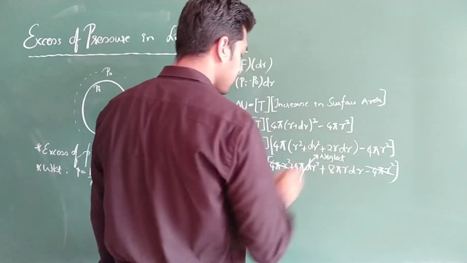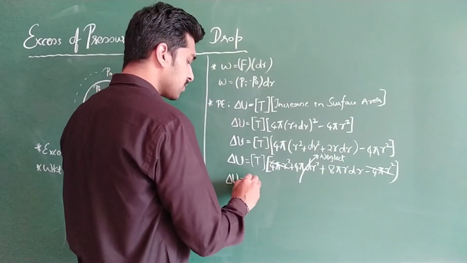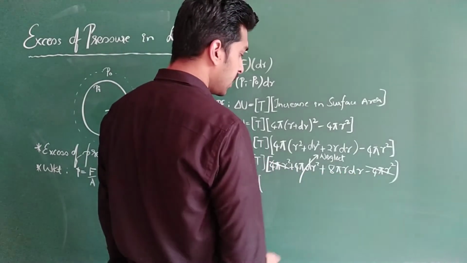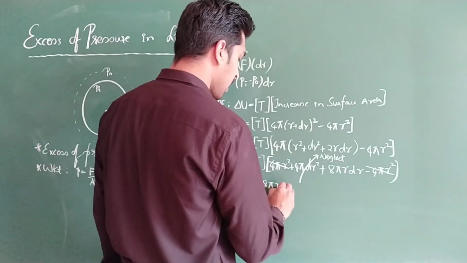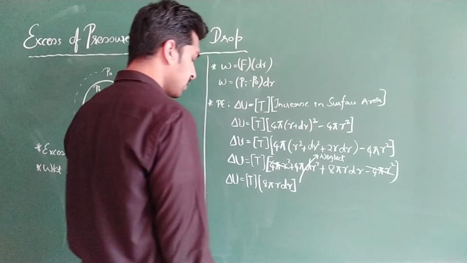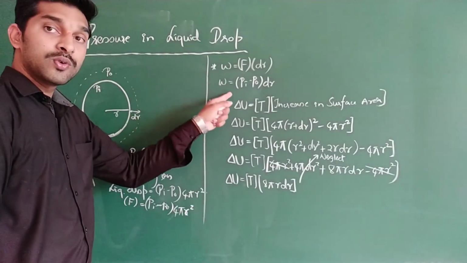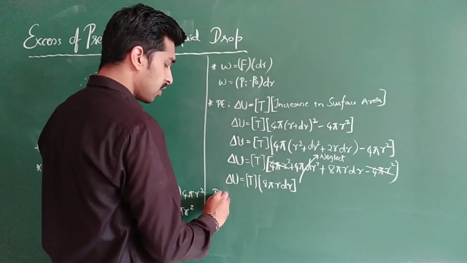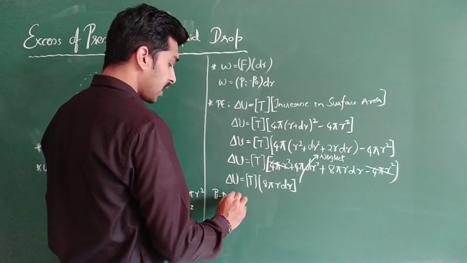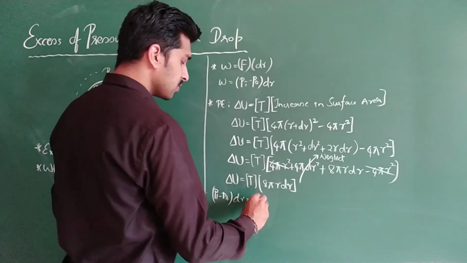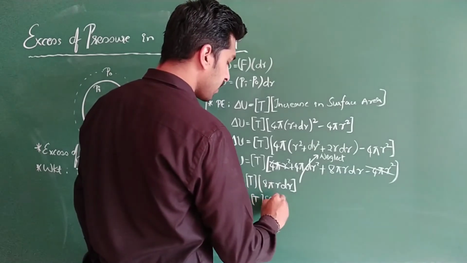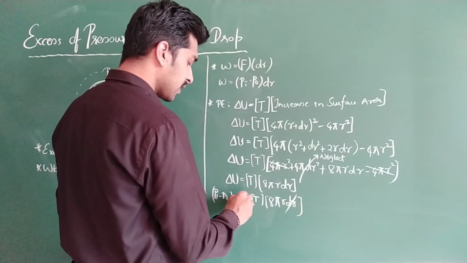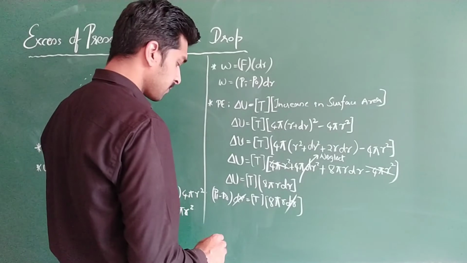So what can I write in the next step? Can you tell me? Delta u is equal to T into bracket. This 2 went, only this is remaining, 8 pi r dr, correct? 8 pi r dr. Now check. This work has to be done. To do this work, this much potential energy is there. That's why we can write, Pi minus P naught into dr is equal to T into bracket 8 pi r dr. So dr will cancel. What is remaining?